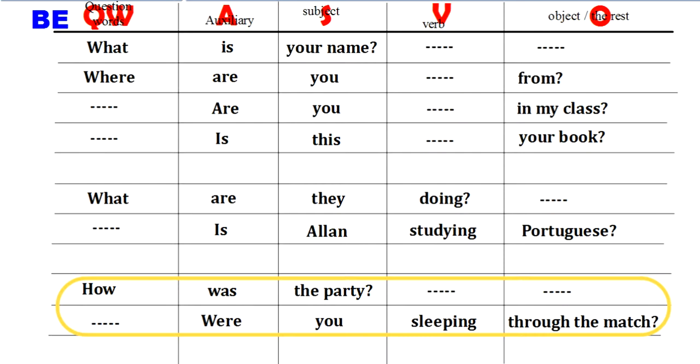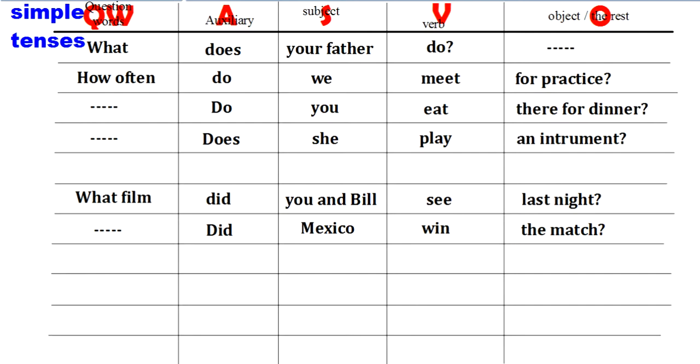Let's look at some simple tenses now. So simple tenses with verbs other than be. When the verb is not be, and we're talking about the present simple, simple present, or the past simple, or simple past, this is what the questions look like. Look at the first 4. This is the simple present.